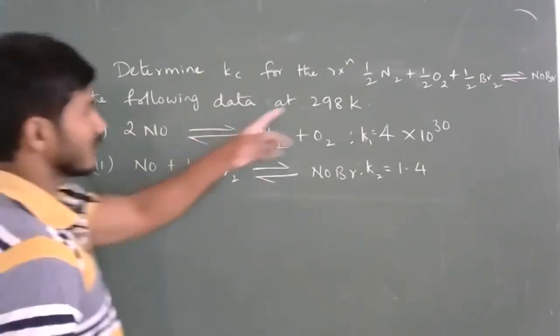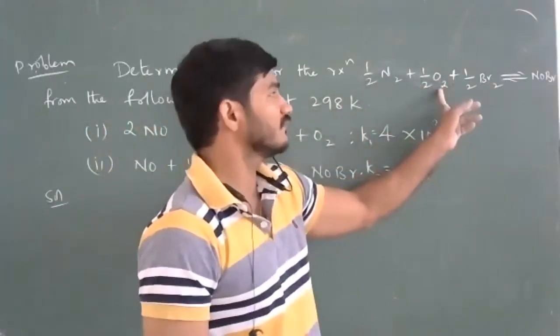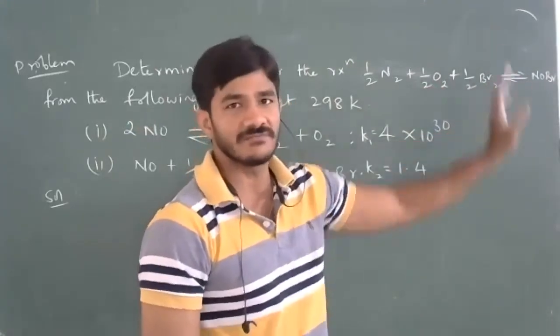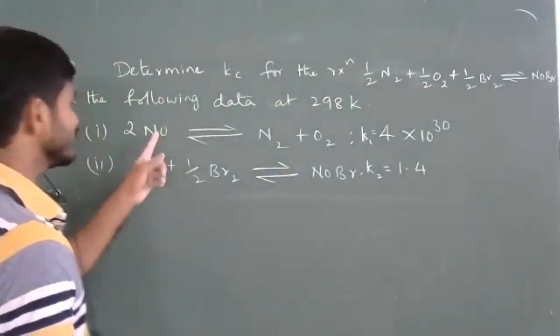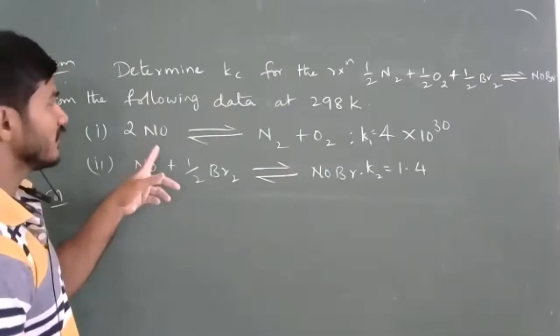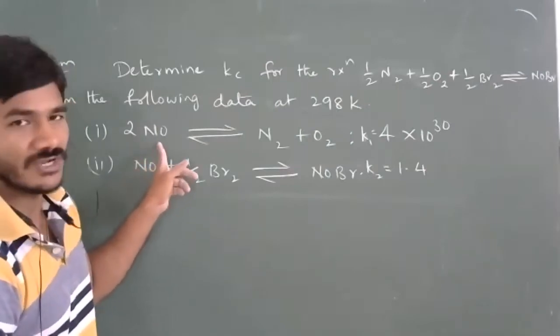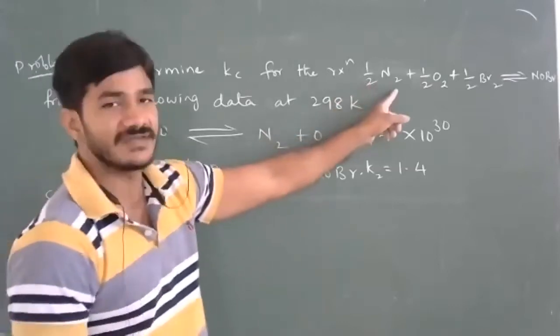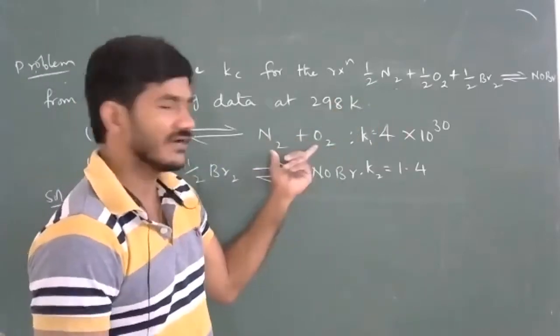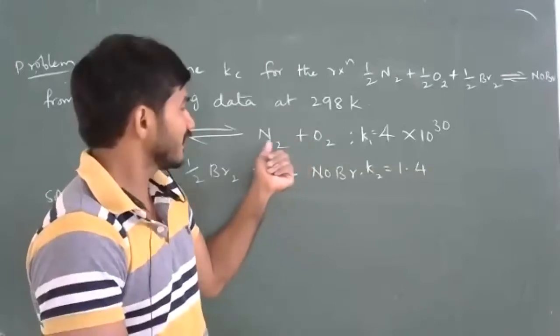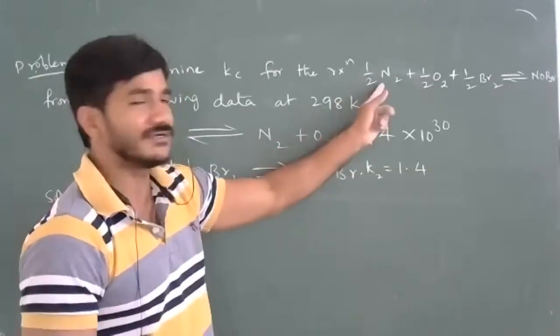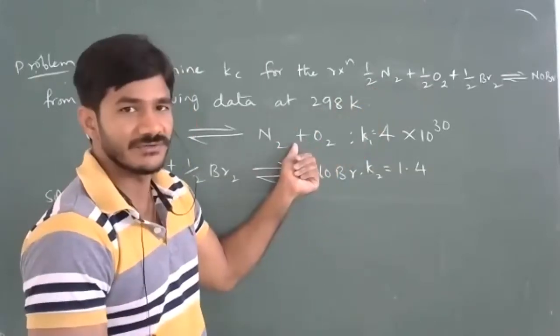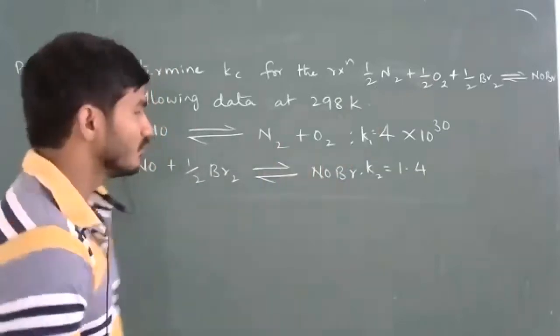You see, this is our required equation. Half N2 plus half O2 plus half Br2 combined can form NOBr. So we have to use these two equations. Here, 2NO gives rise to N2 plus O2, but I need N2 and O2 on the reactant side. So what should I do? I should reverse the equation. If I reverse alone, I won't get half N2, half O2, so I also have to multiply with 1/2.